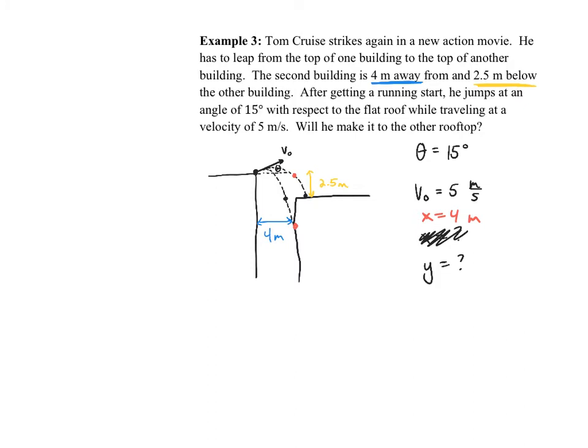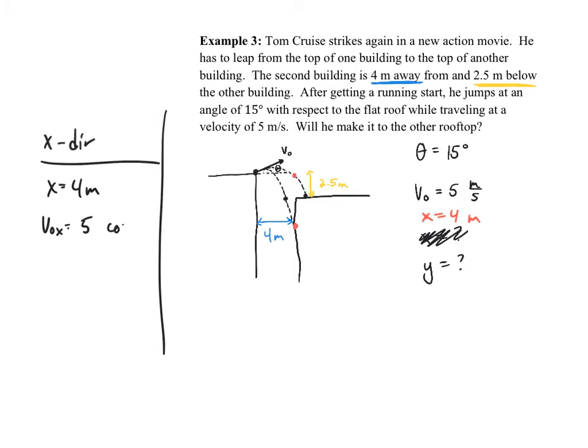Again, we're modeling the person as a point in space, when in reality the person has height, some dimension to him or her. So because we want to figure this part out by letting x equal 4, we could start by looking at our x direction. In our x direction, we've got x equal to 4 meters. We've got v0x equal to 5 cosine 15.